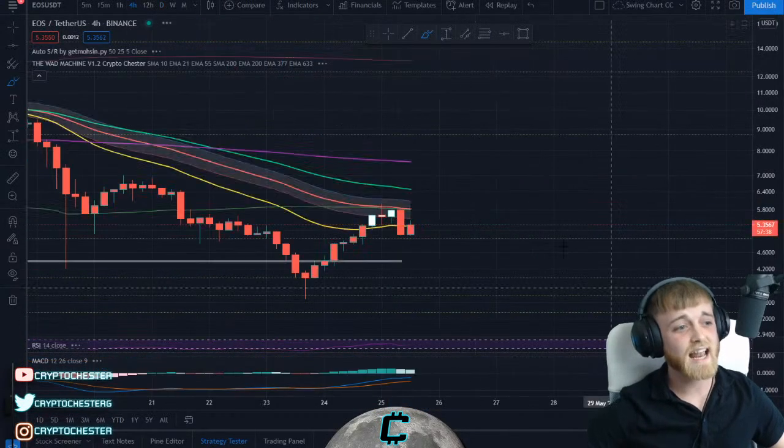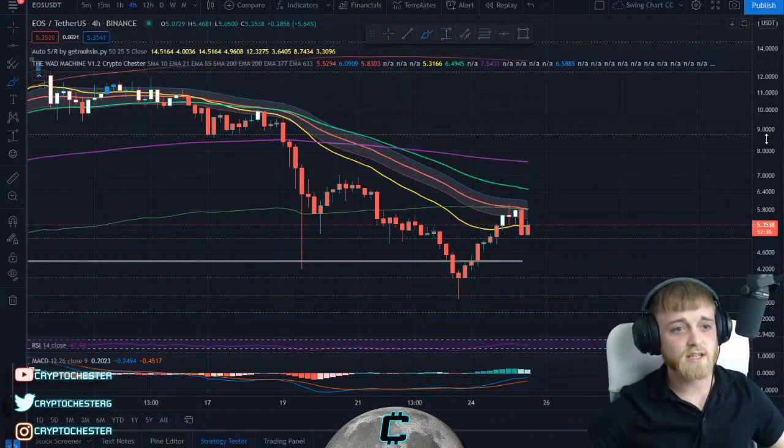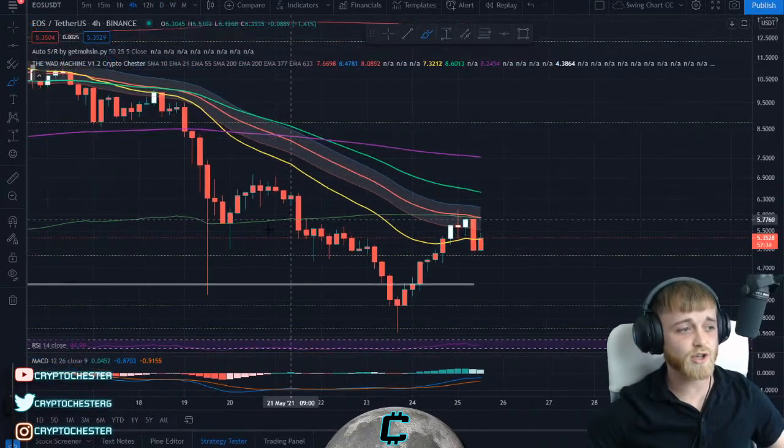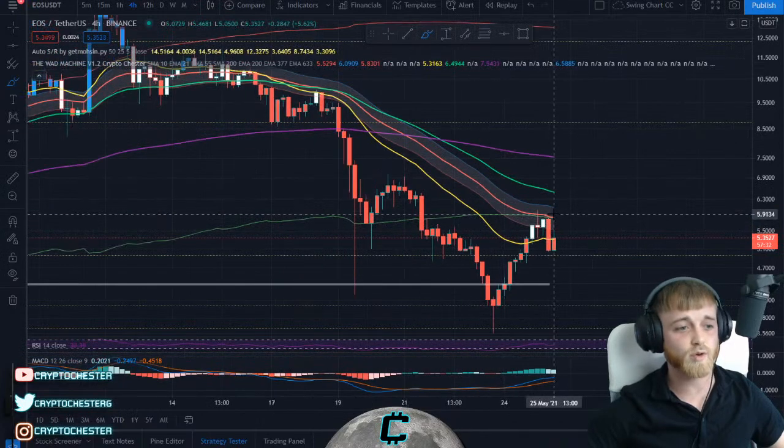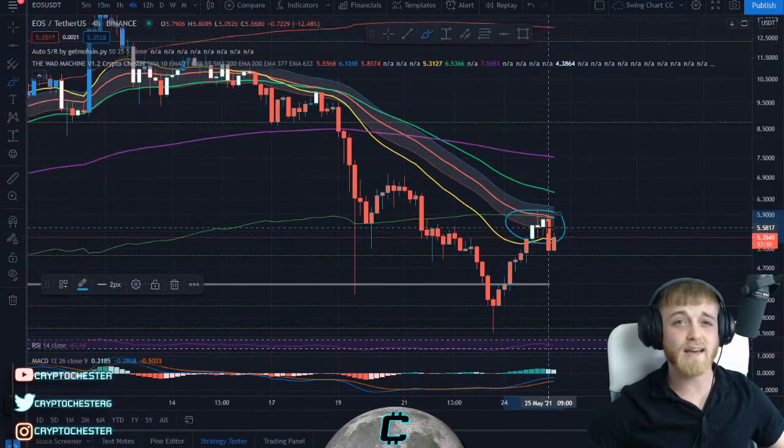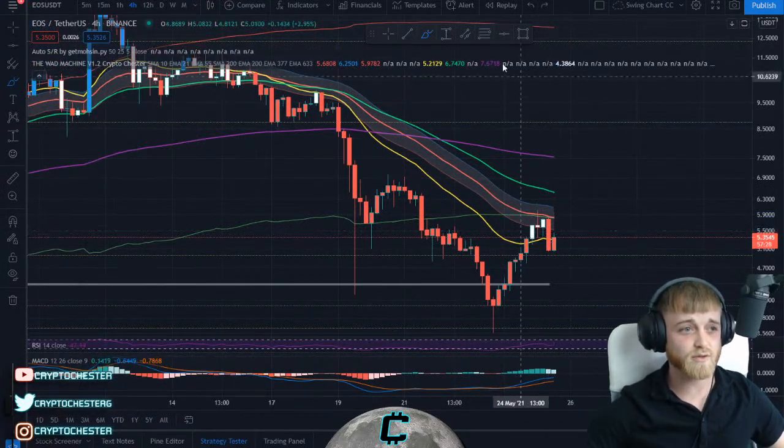That's obviously the daily. Let's jump to the 4 hour here. As you can see, we do have this volume weighted ATR band coming through, which we did find a big level of resistance on here.